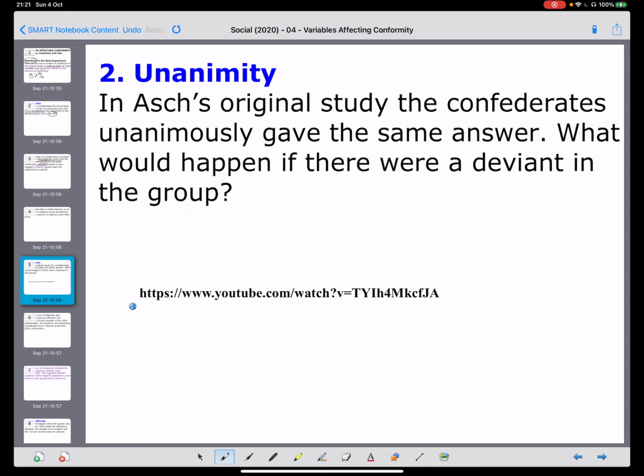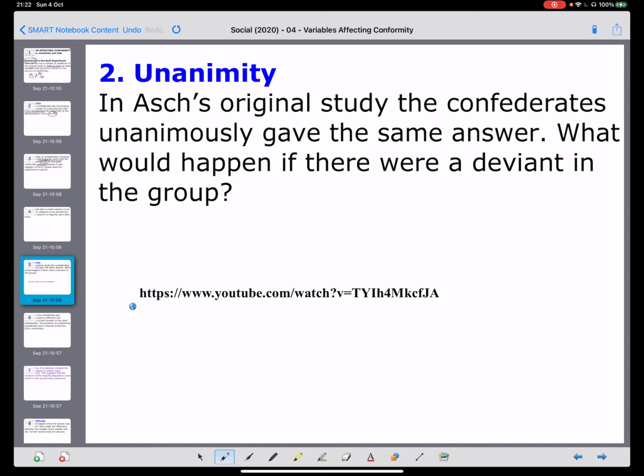Now, I have to just remind you that actually there's more than these three variables that Asch would have looked at, but these are the three that they're asking us to focus on. Now, we all understand what it is to be unanimous. If all of you stand up and leave the room, you are leaving the room as a united group. That's what unanimity is all about.